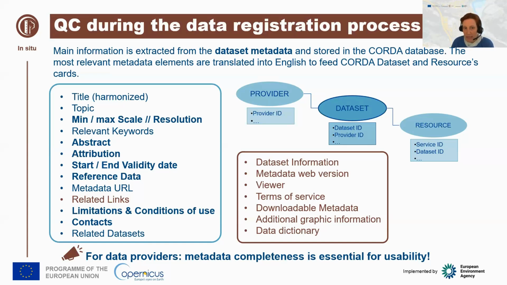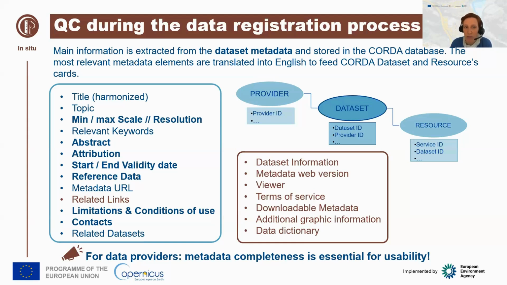I would like to emphasize that the completion of data and metadata is essential to enhance the usability of the information. And in the blue rectangle are the attributes of the dataset gathered in CORDA. The attributes in bold are directly sourced from the dataset metadata. We will explain their meaning during the demo, so I am not going to go into detail now.